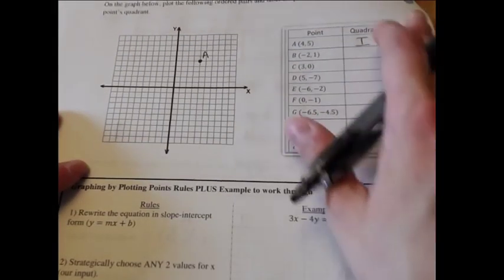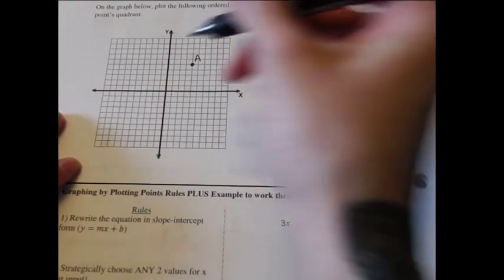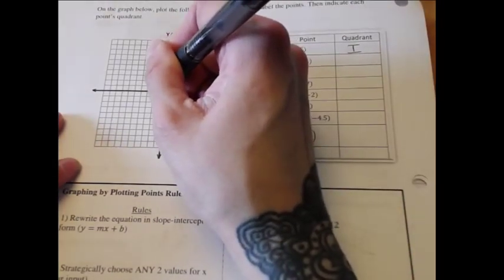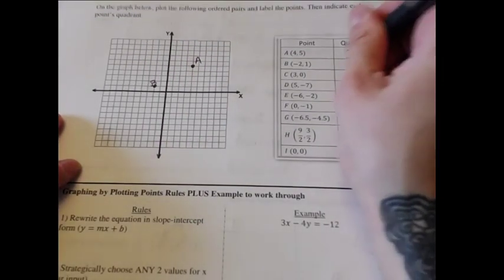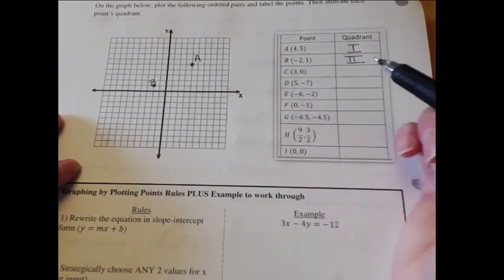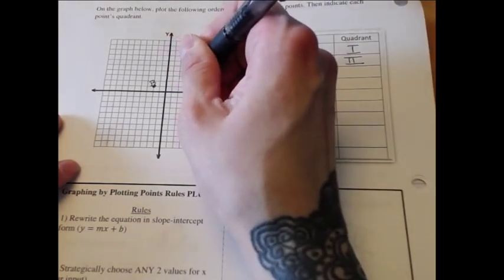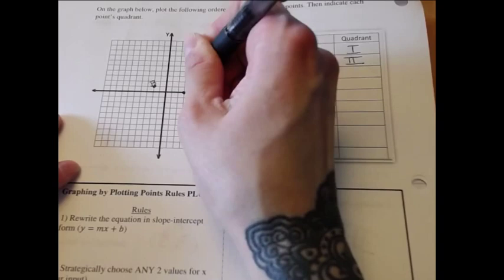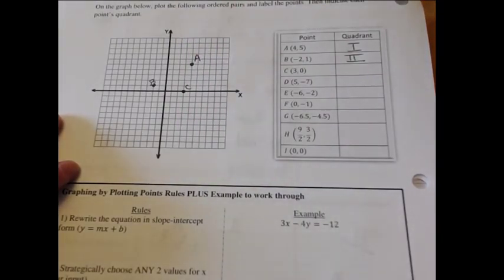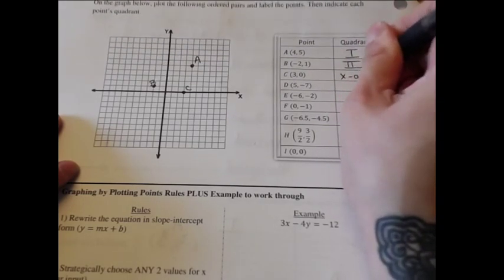Our point B is (-2, 1). If we were going to identify (-2, 1), that means we're going to go left 2 units, 1, 2, up 1. There's point B, and that is in quadrant 2. Next, we have C, which is (3, 0). Notice x is a positive 3, so 1, 2, 3, but y is 0, so we stay right here. Because it doesn't fall in any specific quadrant, we wouldn't specify a quadrant. We would simply say this is on the x-axis.